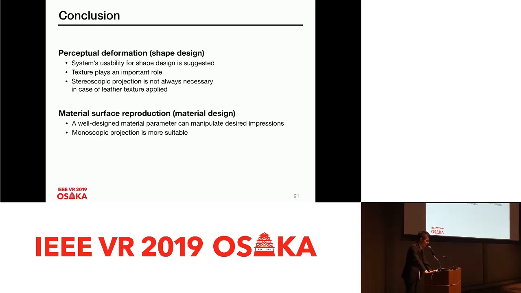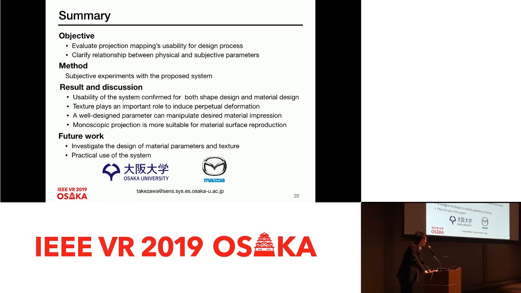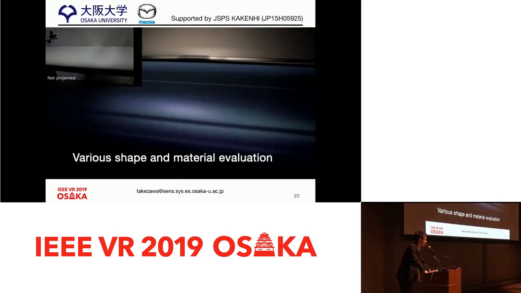And this is the conclusion. From the first experiment, we confirmed the usability of the system for shape design. In order to induce the perceptual deformation, texture plays an important role, and the stereoscopic projection is not always necessary in case the texture is applied. From the second experiment, the results showed that a single parameter can change the subjective impressions. This implies that well-designed parameters can manipulate the desired impressions. We also confirmed that monoscopic projection is more suitable to reproduce the material surface. And this is the summary of this research. Thank you for listening.